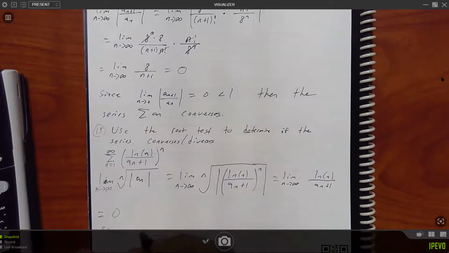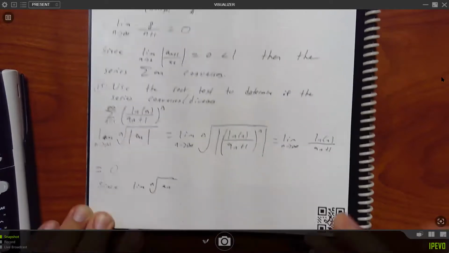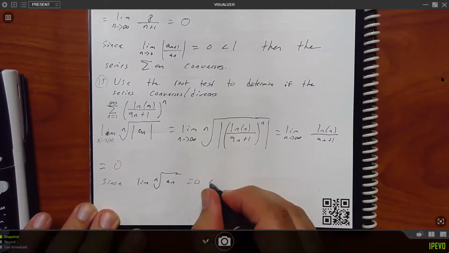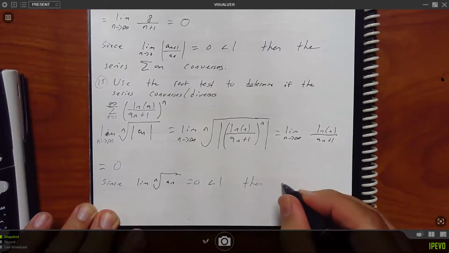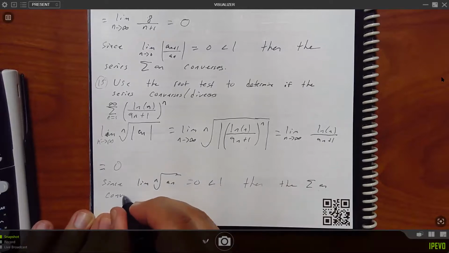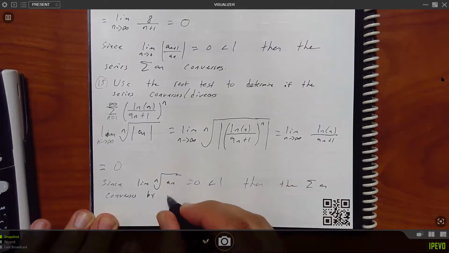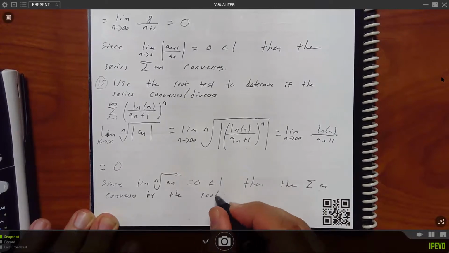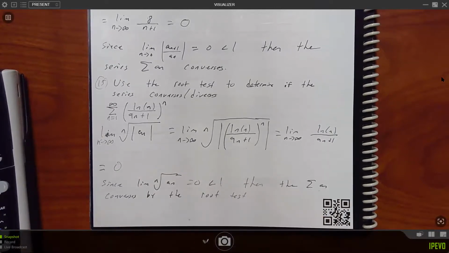So since the limit of the nth root of a sub n is equal to 0, which is less than 1, then the series converges by the root test. That makes sense.